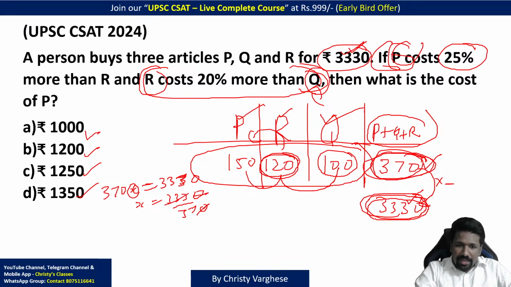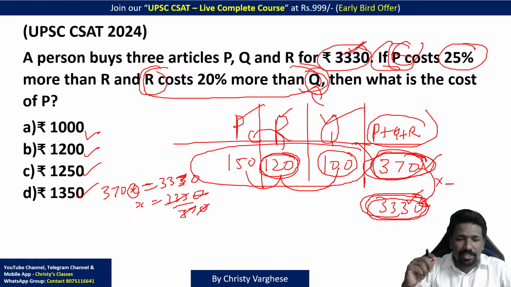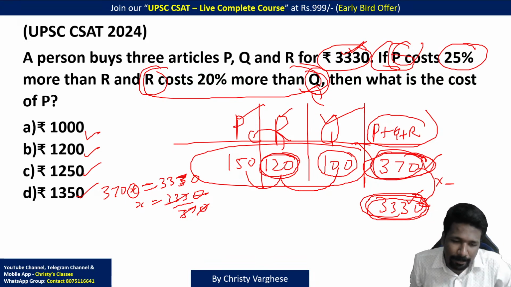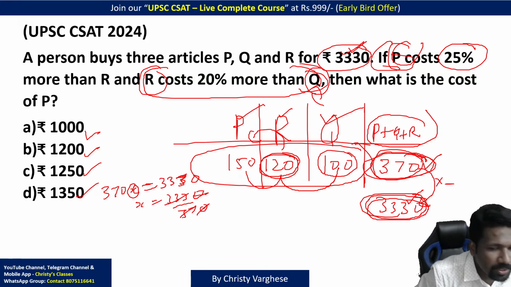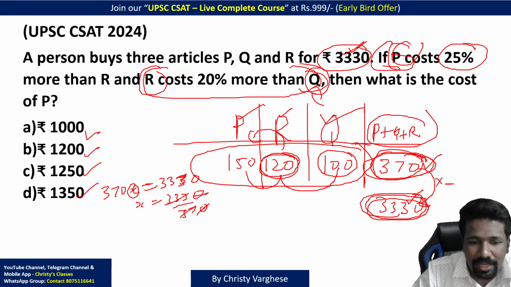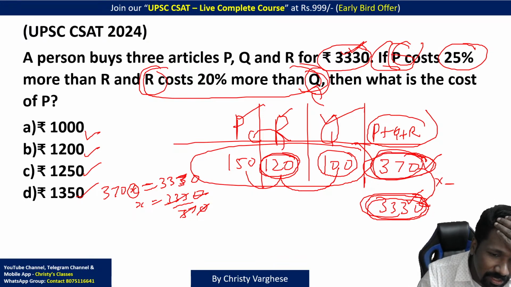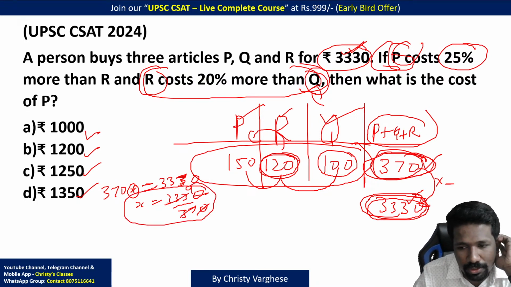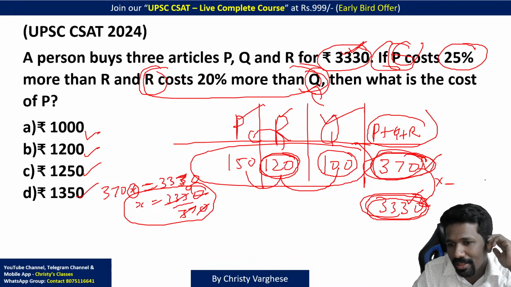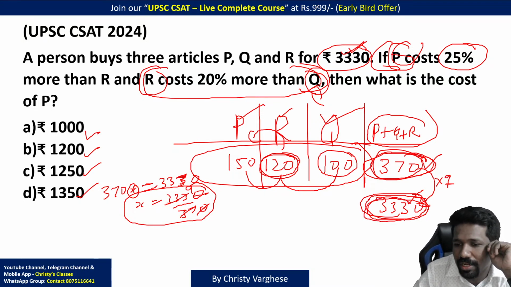I told you in the last webinar also, math is just a tool to simplify logic. When needed, use that tool. Don't use it unnecessarily. So 3330 divided by 370, when you divide it, you will get 9. So if needed, use this tool. Otherwise, do it logically. That means 370 into 9 is 3330.